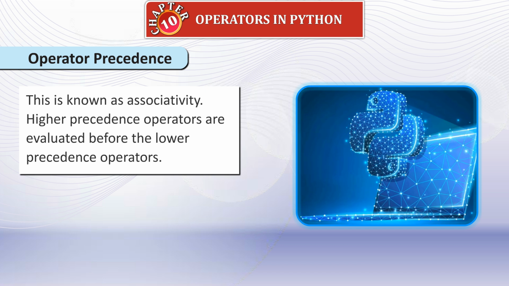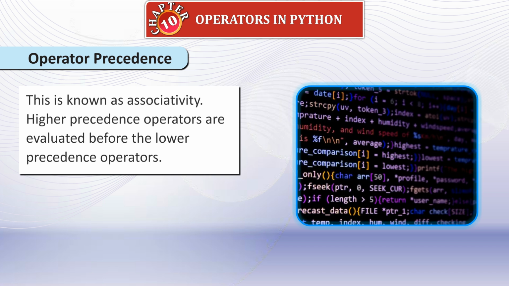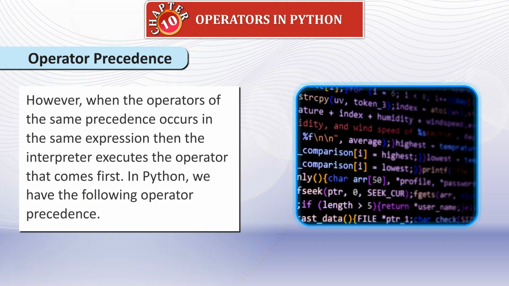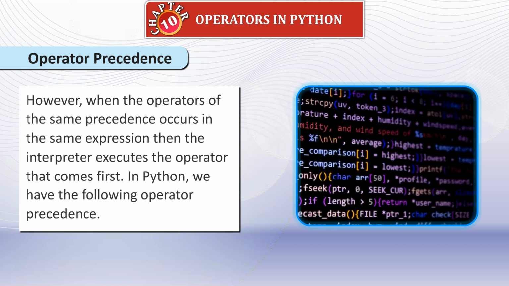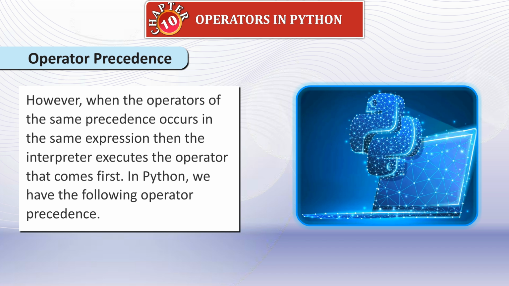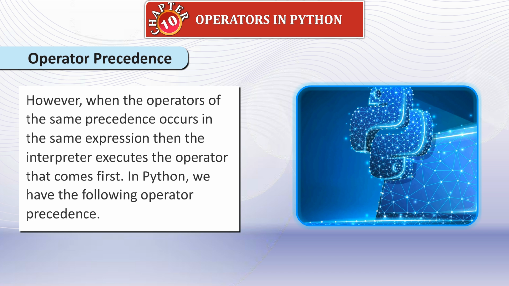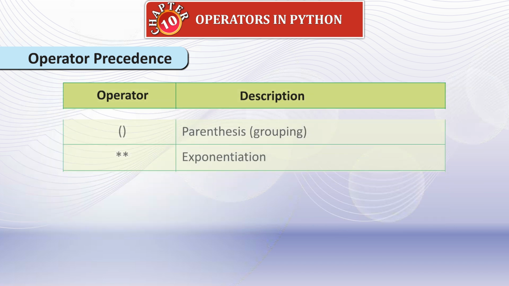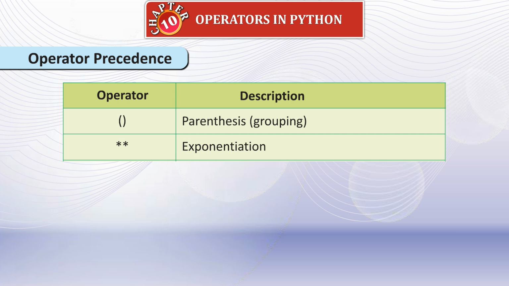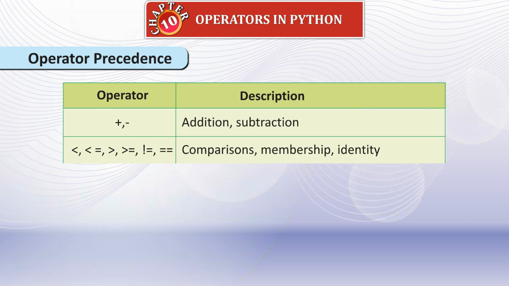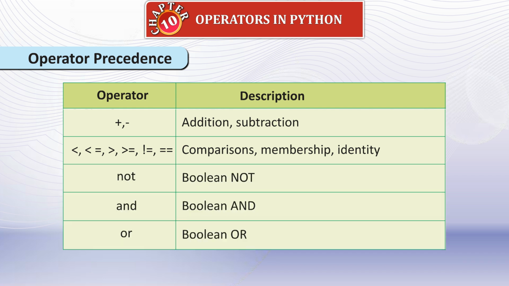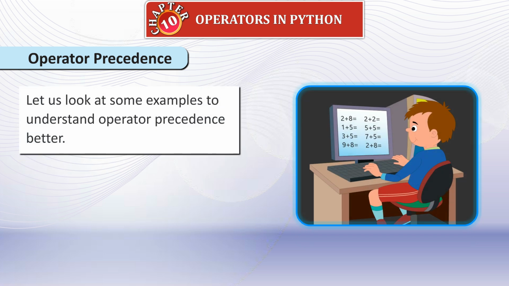Higher precedence operators are evaluated before the lower precedence operators. However, when operators of the same precedence occur in the same expression, then the interpreter executes the operator that comes first. In Python, we have the following operator precedence. Operator, description: parenthesis, grouping, exponentiation, positive, negative, multiplication, division, floor division, modulus, addition, subtraction, comparisons, membership, identity, Boolean not, Boolean and, Boolean or. Let us look at some examples to understand operator precedence better.